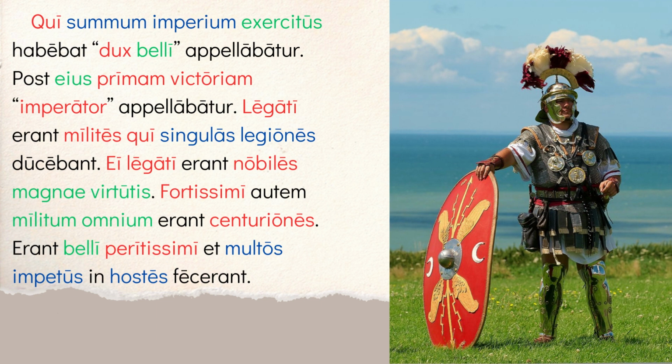Legati erant milites qui singulas legiones ducebant. So now we have a different sort of group here, the legati. The legates, which are really like lieutenants. So the lieutenants or the legates were soldiers. Erant milites. They were soldiers who led, ducebant, or who led singulas legiones, individual legions. So each group of about 5,000 guys, the legions, they're led by legates. And then the dux belli, or the imperator, is the overall commander of the entire army.